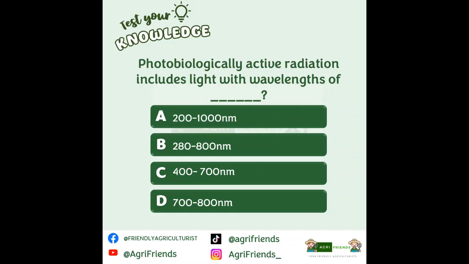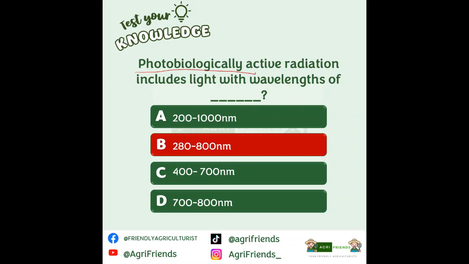Photobiologically active radiation includes light with wavelengths of A, 200 to 1000 nanometers, B, 280 to 800 nanometers, C, 400 to 700 nanometers, or D, 700 to 800 nanometers. The answer is 280 to 800 nanometers. Remember that we are looking for the photobiologically active radiation.